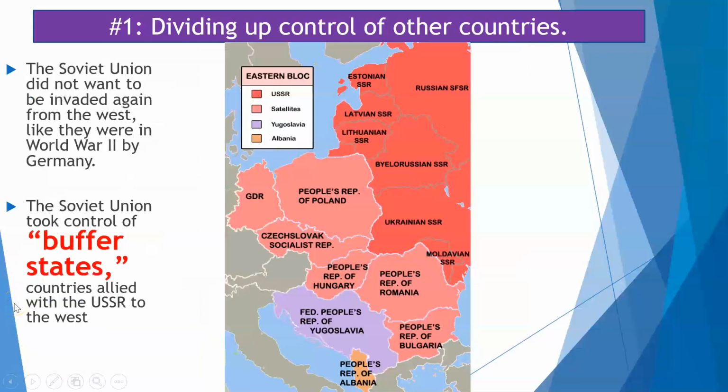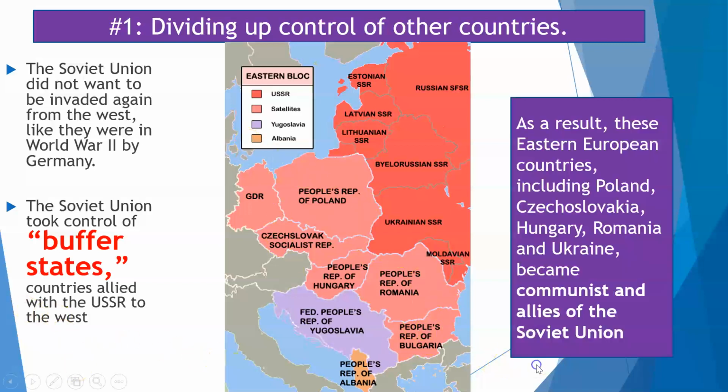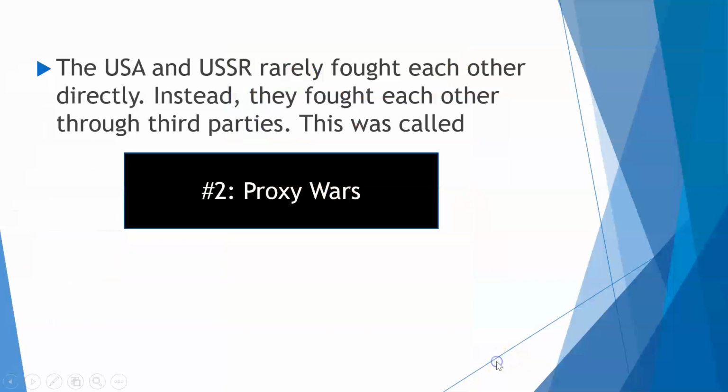The Soviet Union did this also. They didn't want to be invaded again from the West, and they were in World War II by Germany, so they took control of buffer states, countries allied with the USSR to the west of them. As a result, these Eastern European countries, which included Poland, Czechoslovakia, Hungary, Romania, Bulgaria, and Ukraine, became communist and allies of the Soviet Union. The USA and USSR rarely fought each other directly.